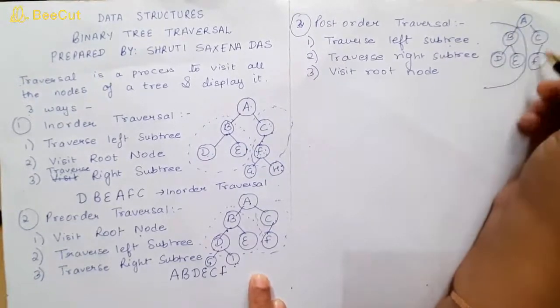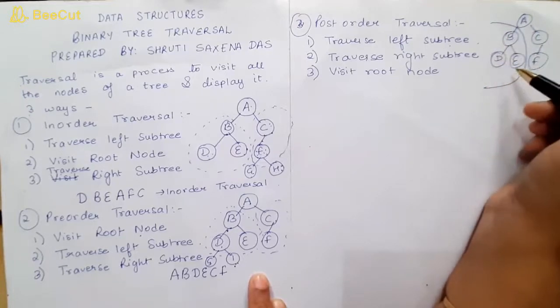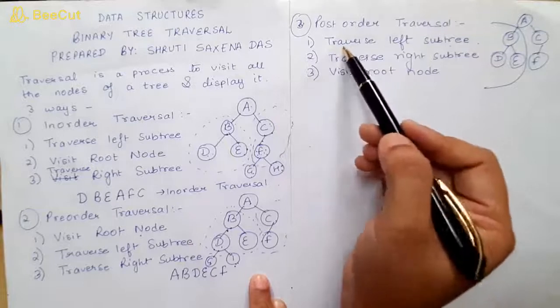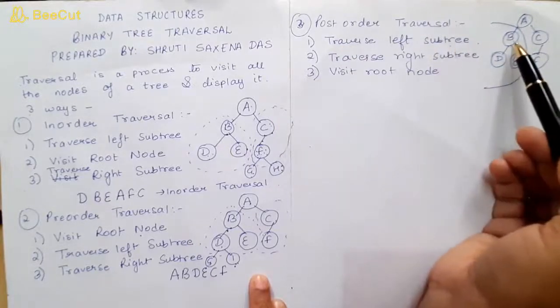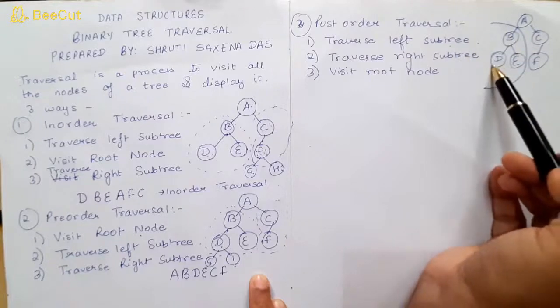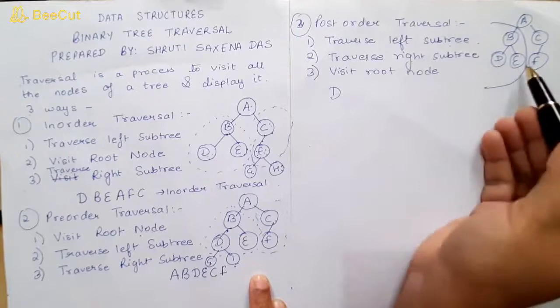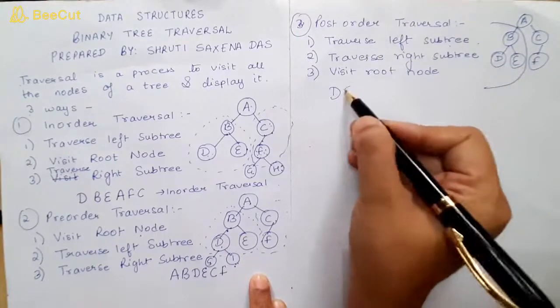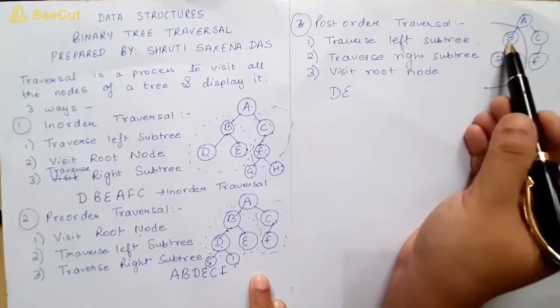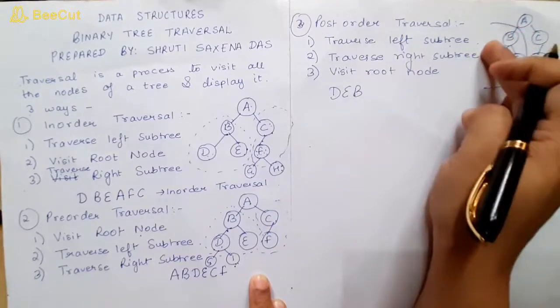Fine. So in this part again we have to treat it as a separate tree. In this again we have to apply post order. So traverse the left subtree of this tree, that means D. So D will be traversed. Then the right subtree, the right part is E, and visit the root node. The root node is B. Now this left subtree is traversed.